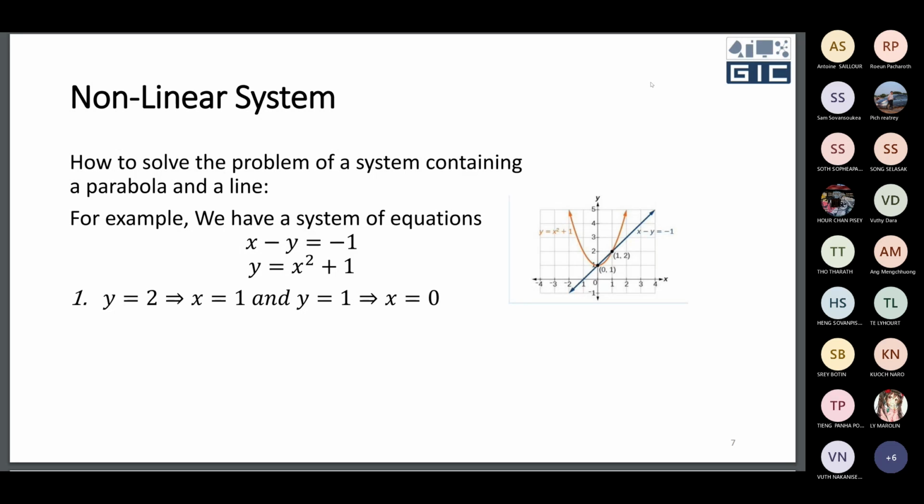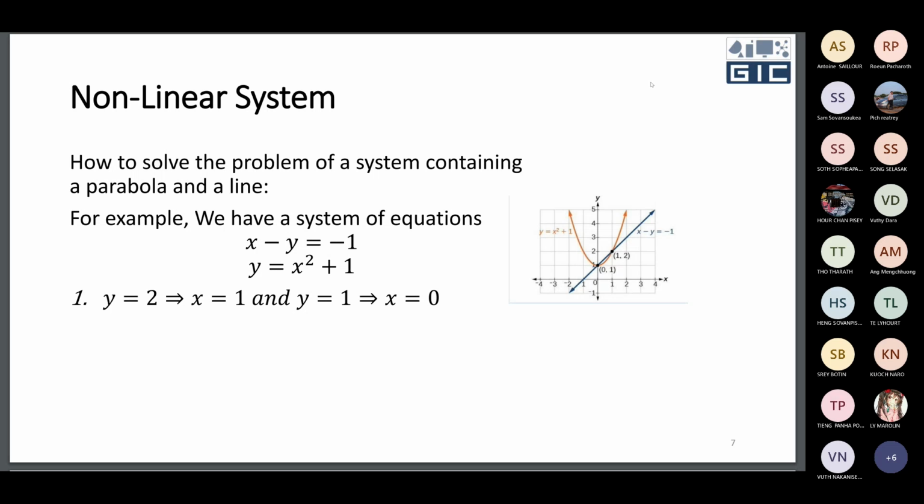So the first equation, x minus y equal to minus 1, sorry. We can get one line, as you see, the blue line. And the other one, y equal to x squared plus 1, is a parabola equation. So you will get the value. In this case, I represent our equations by x and y, but from the previous class, we represented our system by x1, x2, x3, and x4.